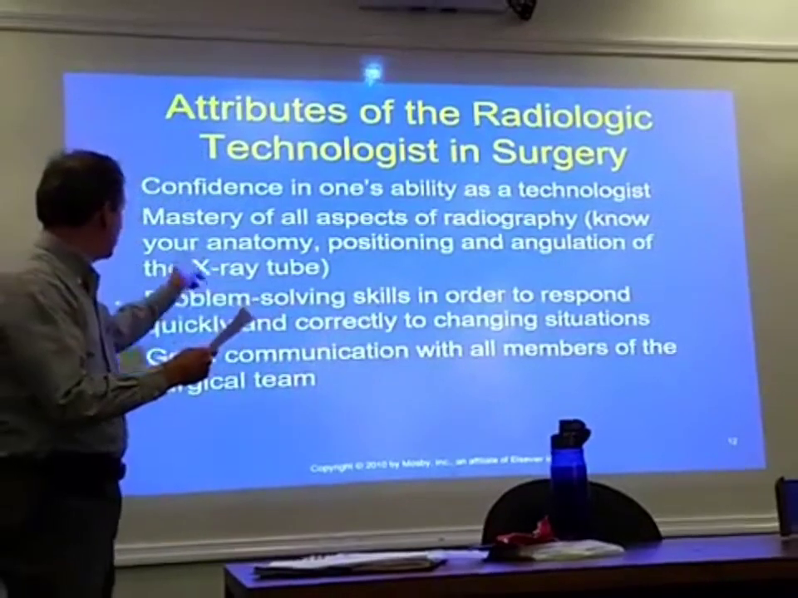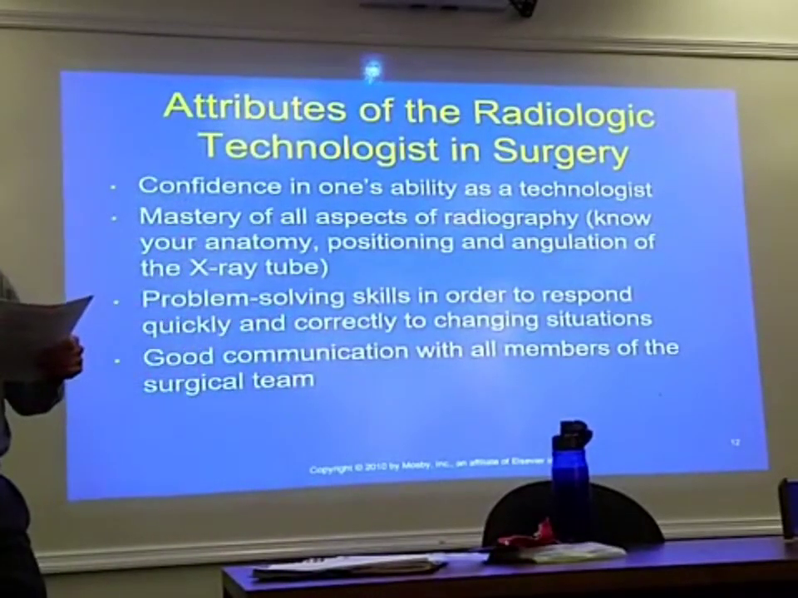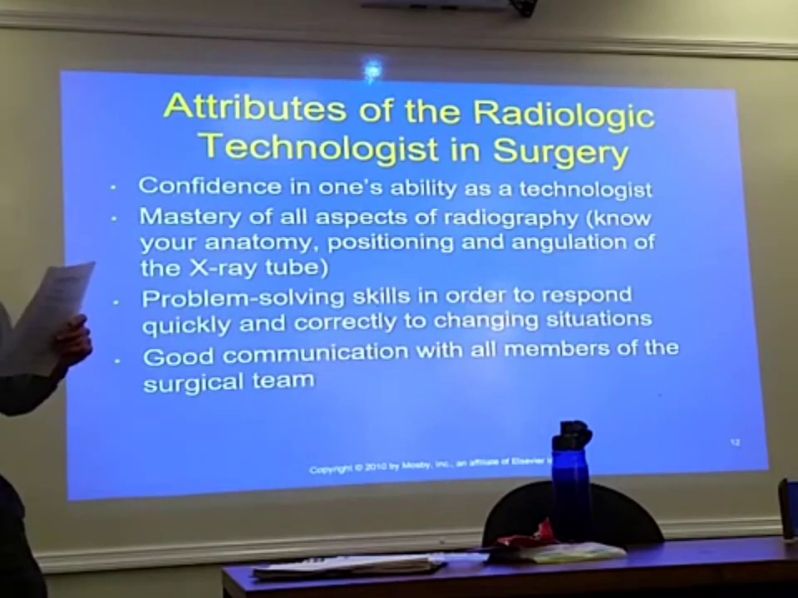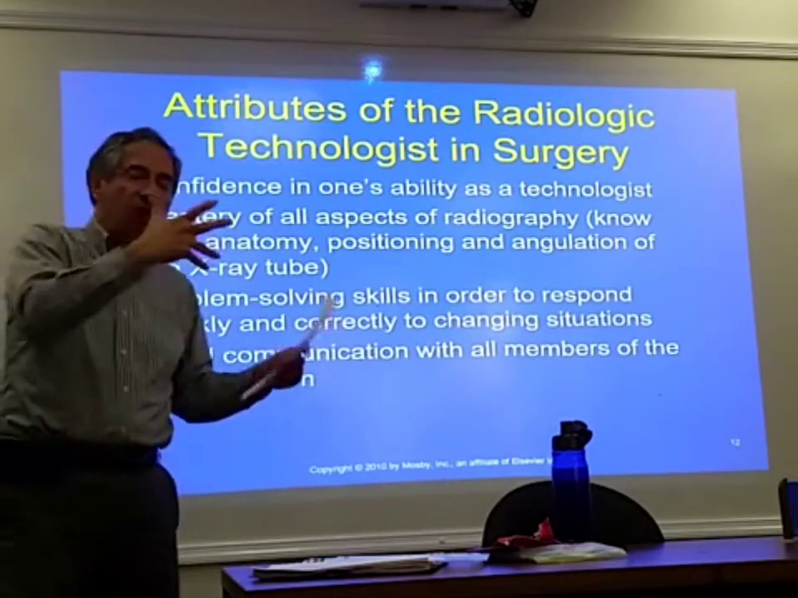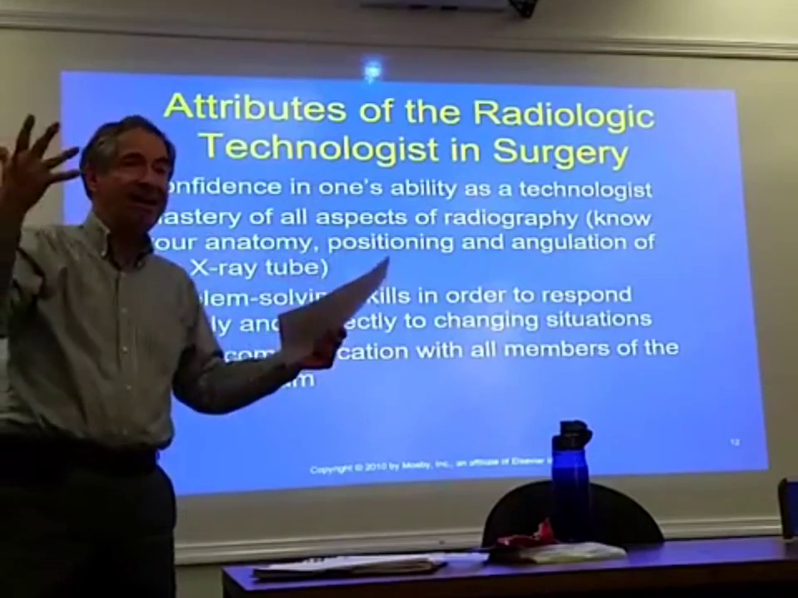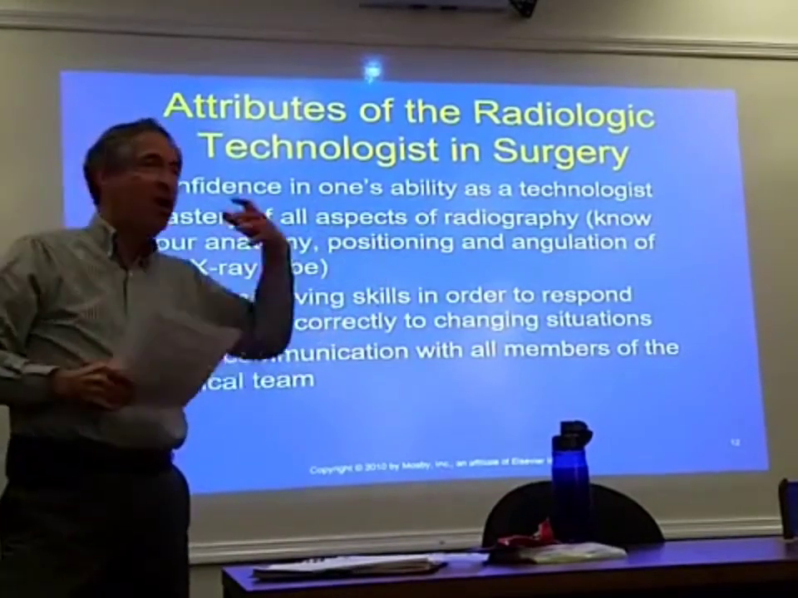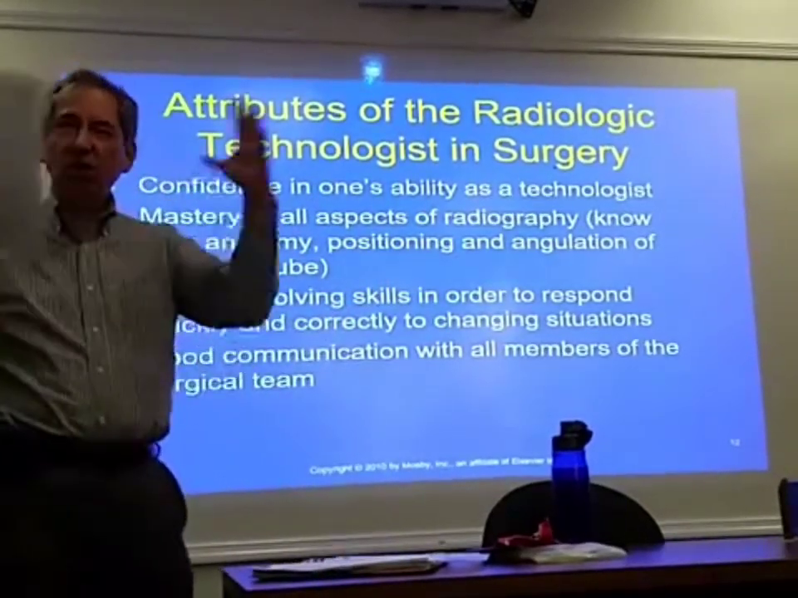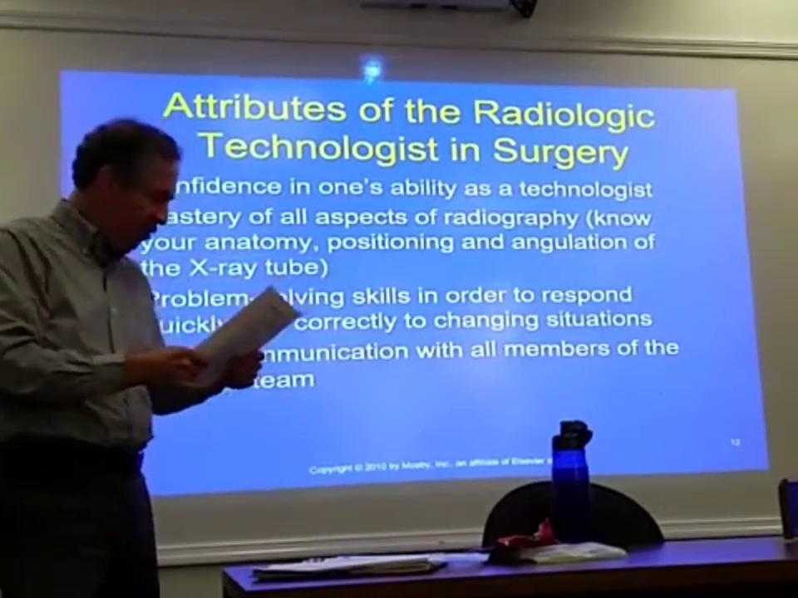Mastery, it talks about here, mastery of all aspects. So again, try to get as much information as you can. Like, you've got a patient, they're all draped, you need a technique, ask the nurse anesthetist, can you give me a height and weight on them? So at least you get an idea of what technique to use.